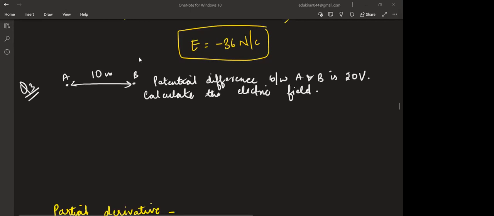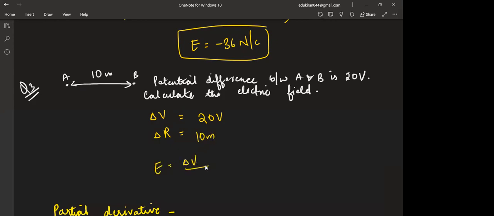Yes, Chavez. Second one answer which we have given, that is correct. See, this is very easy. What is the change in potential? Change in potential means potential difference. That is given to you as 20 volt. What is the change in the distance or separation between the two points? It is 10 meter. So electric field is what?